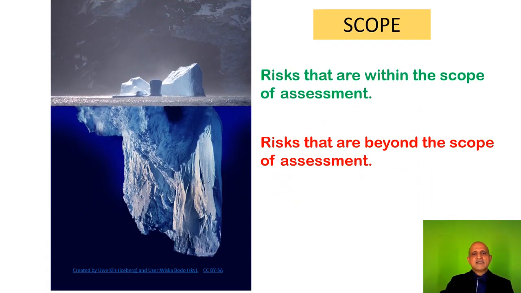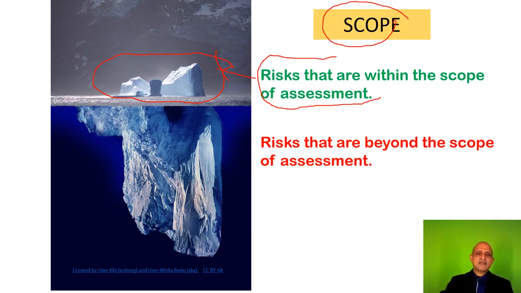When we discuss risk assessment, we always look at what is known as the scope. Now there are risks that are within the scope of this assessment. So you have your iceberg and this is what you see and this is what you can assess. And then you can address this by applying the pertinent controls.